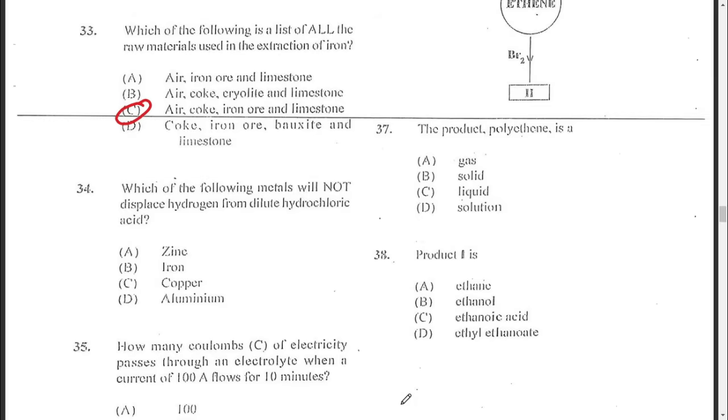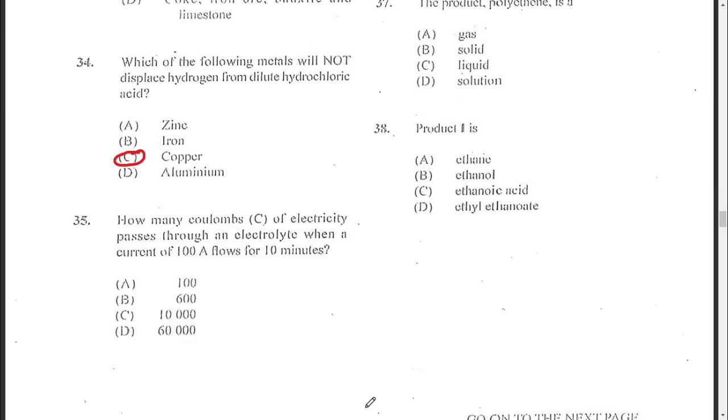34. Which of the following metals will not displace hydrogen from dilute hydrochloric acid? And it's copper, because copper is below hydrogen in the reactivity series and also the electrochemical series.